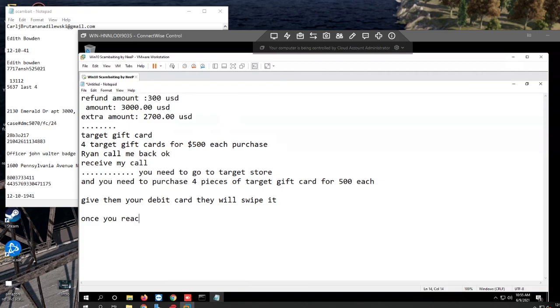Once you reach the Target parking lot, okay, speak with me, okay? So I talk to you first when I get down to the Target? Yes, while you park your car, before entering the Target store, speak with me, okay? So when I'm at the Target, talk to you? When you are at the Target parking place, okay?